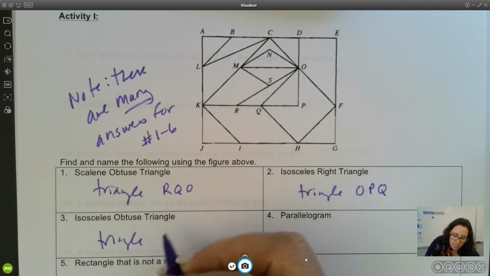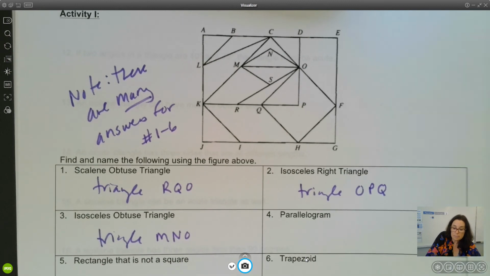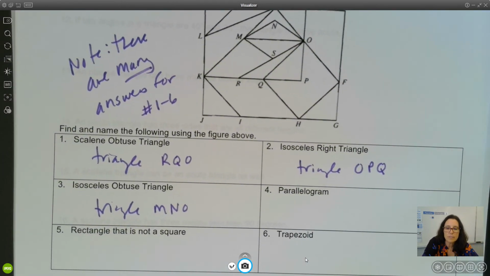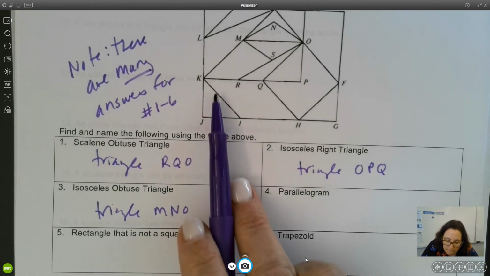Triangle MNO. A parallelogram. The definition of a parallelogram is two pairs of parallel sides, a four-sided figure. Usually a parallelogram, you kind of sit on a corner and it kind of squishes it over. So it's important to understand a rectangle is a parallelogram. Let's look at this guy right here maybe.